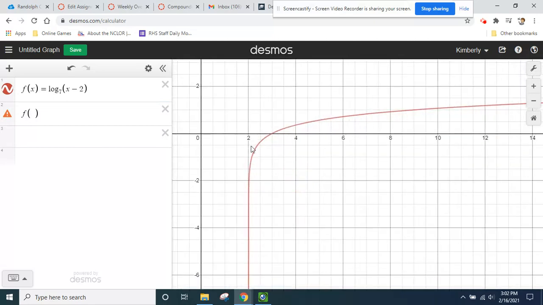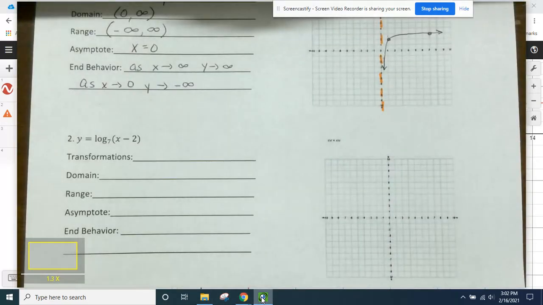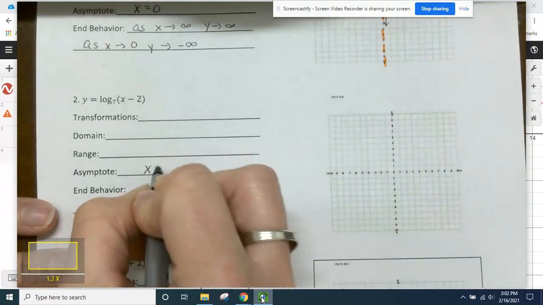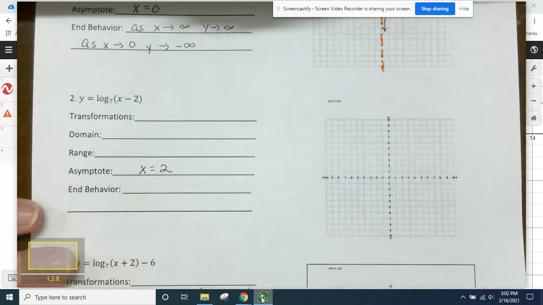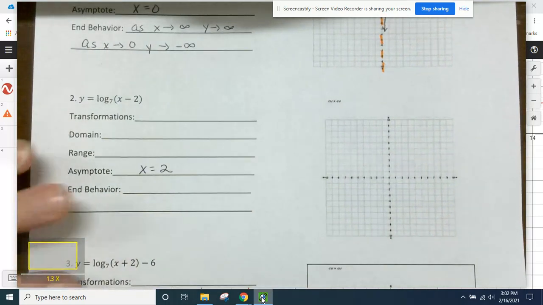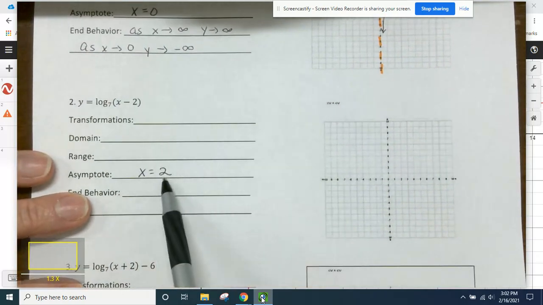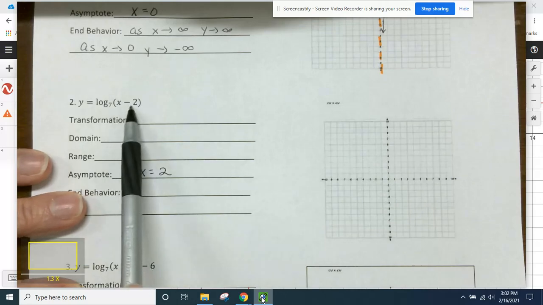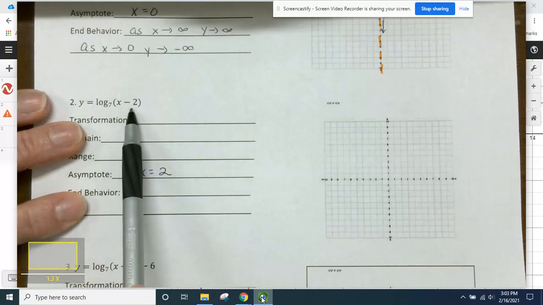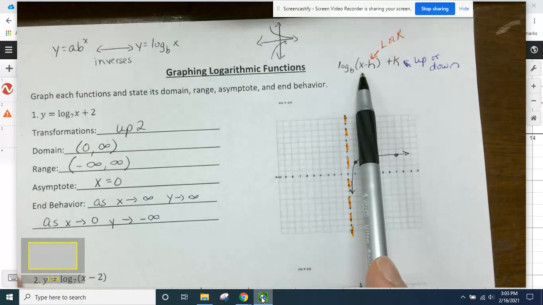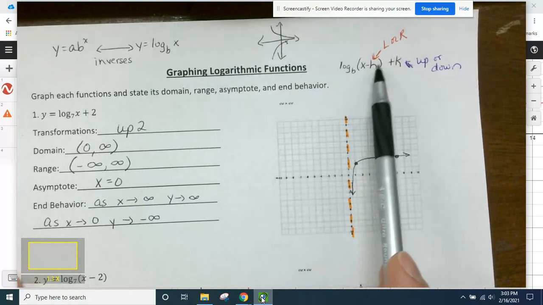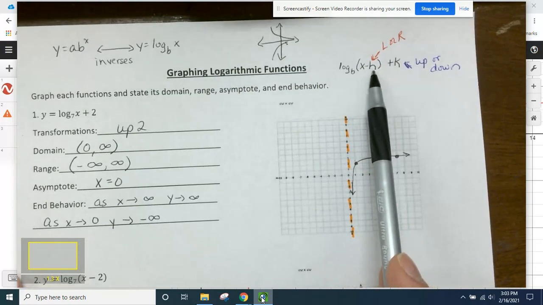Now this time you can tell that your vertical asymptote is going to be at x equals 2 because that's the line we're getting closer and closer to here. So now this time my asymptote is at x equals 2 because it's closer and closer to that line, but it doesn't touch it. Now, x minus 2 here, this minus 2, let's go back up here, that's inside the parentheses. So that means it moves it left or right, okay?